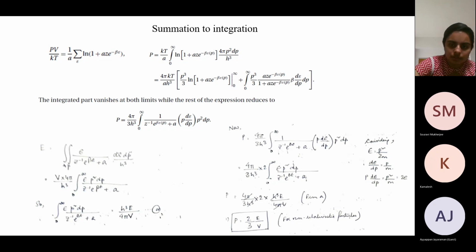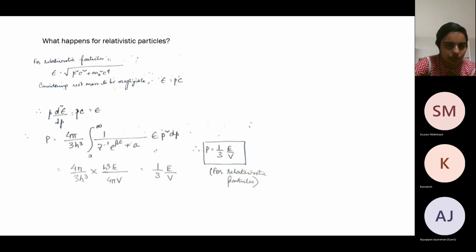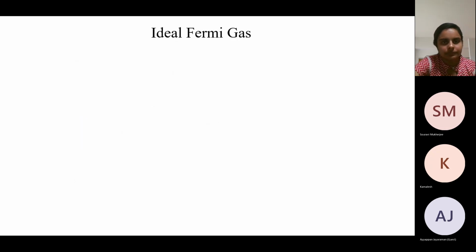Right, that's correct. This is a very standard result. For non-relativistic particles, you have this 2 by 3 E by V. This is how the pressure depends on energy by volume. But for the relativistic case, if you substitute it here, you would get something like this, right? This is a very standard result.